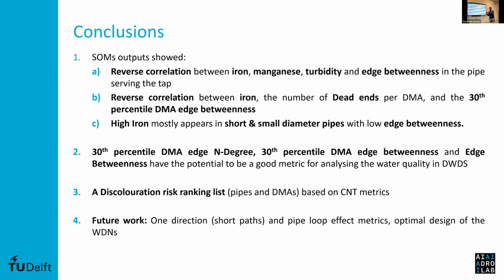But the reality is that the water can always go in both directions, but usually chooses the easiest one. So sometimes we've noticed that there are pipes creating loops that have a lot of stabilized water. So we're trying to find a metric that shows that. And based on these two metrics, we aim to create the optimal design of water distribution networks.